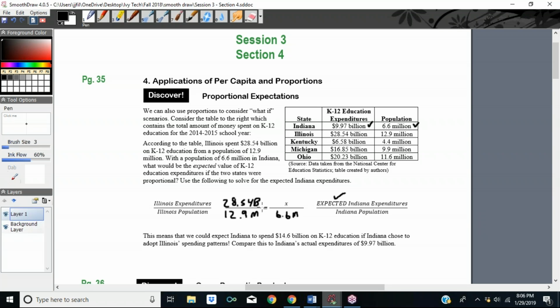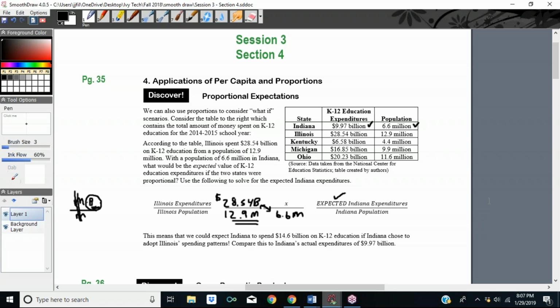I want you to notice something here. When we solve this proportion, we're going to multiply diagonally again and then divide by this number right here. So look at the units. We have millions times billions, and then we're going to divide by millions. So the millions cancel out, and our answer will have billions. We don't actually have to put the powers of 10 on here, as long as we recognize that our answer is going to have to be in billions. So we would do 28.54 times 6.6, and then divide by 12.9. This is dollars, and people are on the bottom. Okay, so that's how we would set that up.